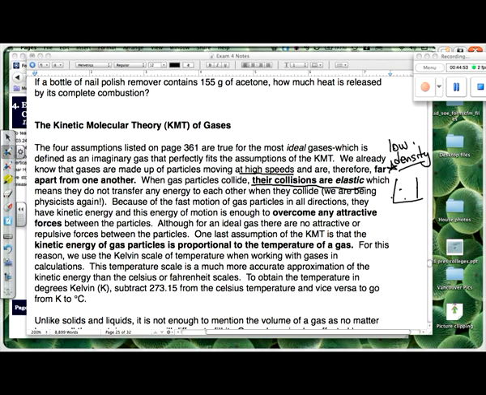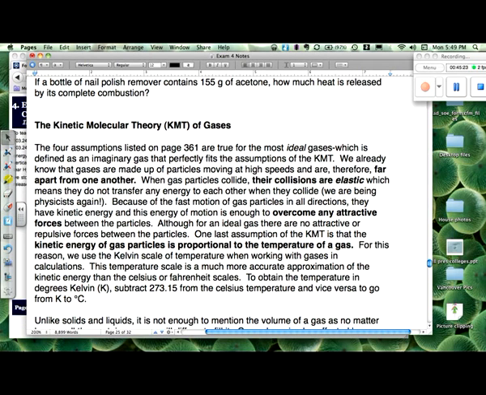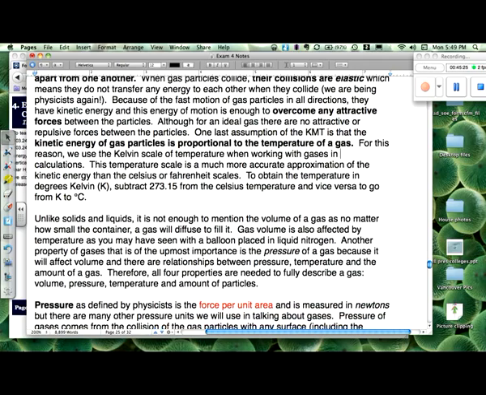And one last assumption of the kinetic molecular theory is that the kinetic energy of the particles is proportional to the temperature of a gas, and this is why we use the Kelvin scale, because it is much closer to that energy, that kinetic energy of the particles. So we always use Kelvin when we're working with gases. All right, so just some assumptions about how gases need to behave in order for the gas laws we're going to talk about in our last two lectures to apply.